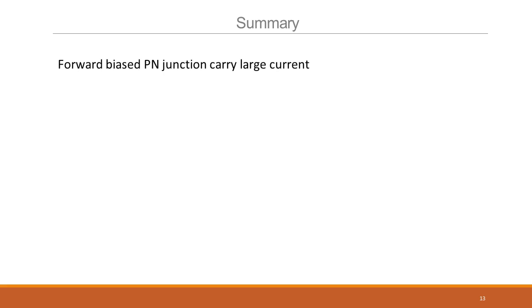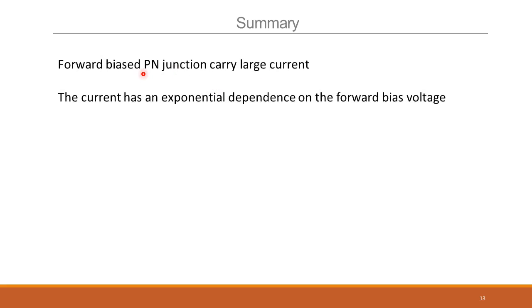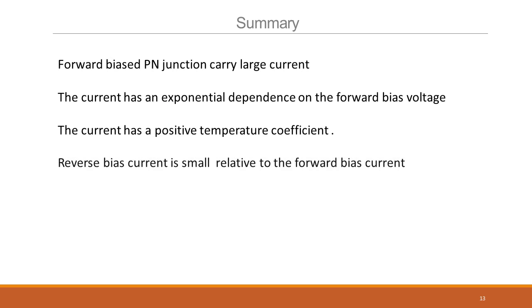In summary, forward bias PN junctions carry a large current. The current has an exponential dependence on the forward bias voltage. The current has a positive temperature coefficient. That means as the temperature increases, the current increases. Reverse bias current is small relative to the forward bias current. Okay? It's not exactly zero, but it is small. We can approximate it to zero in circuit design hand calculation.